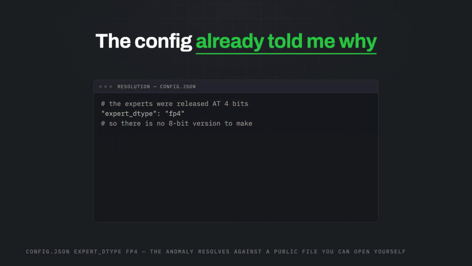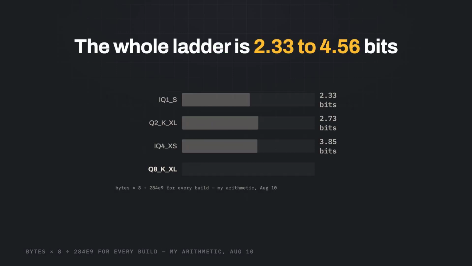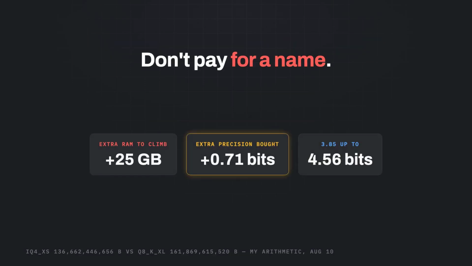The resolution is in the config file, and you can open it yourself. The experts were released at 4 bits. There is no 8-bit copy of them to build, so the top of the ladder can't go where you'd expect. Which means the practical spread across the entire ladder is 2.33 bits at the bottom to 4.56 at the top. That's a much narrower quality range than the file names suggest. Practical consequence: climbing from the 4-bit build to the so-called 8-bit one costs 25 more gigabytes of RAM and buys 7/10 of 1 bit. The label promises double.